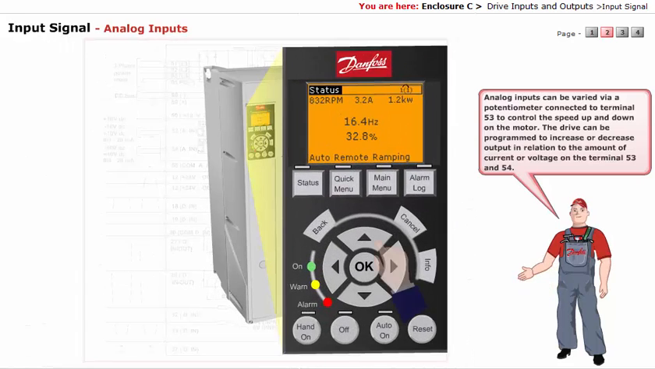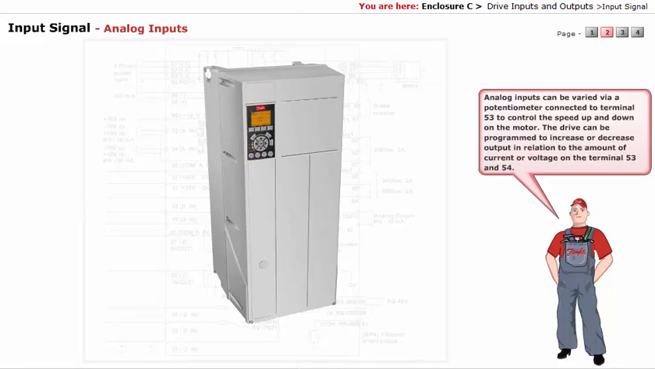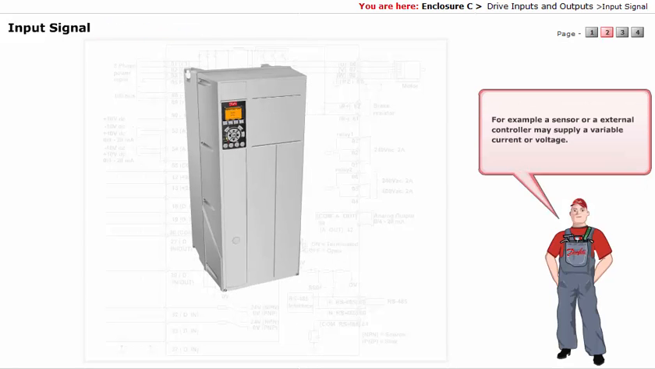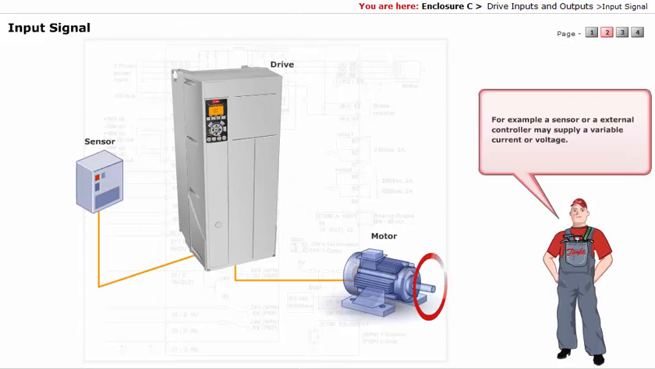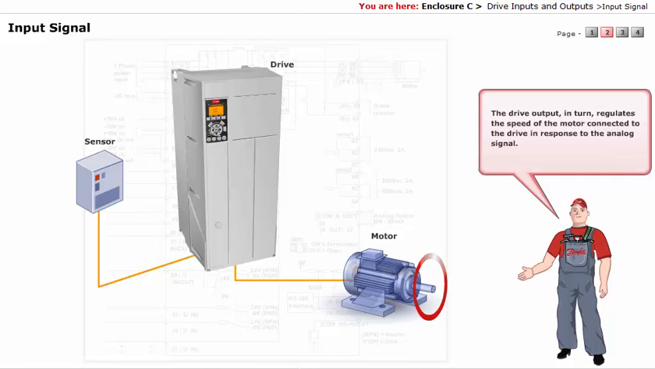The drive can be programmed to increase or decrease output in relation to the amount of current or voltage on terminals 53 and 54. For example, a sensor or an external controller may supply a variable current or voltage. The drive output, in turn, regulates the speed of the motor connected to the drive in response to the analog signal.